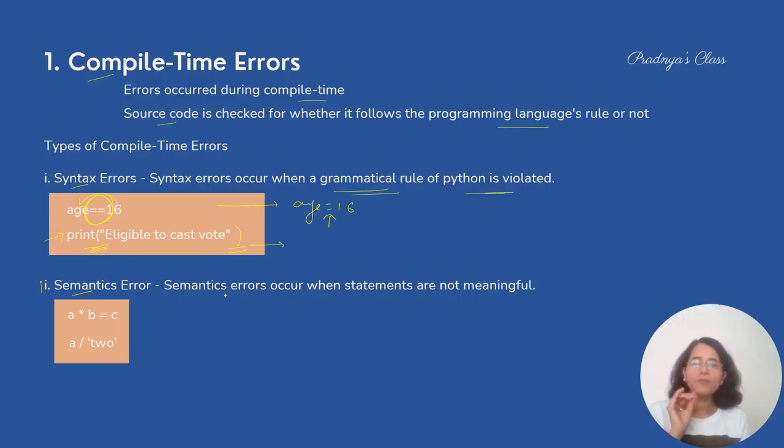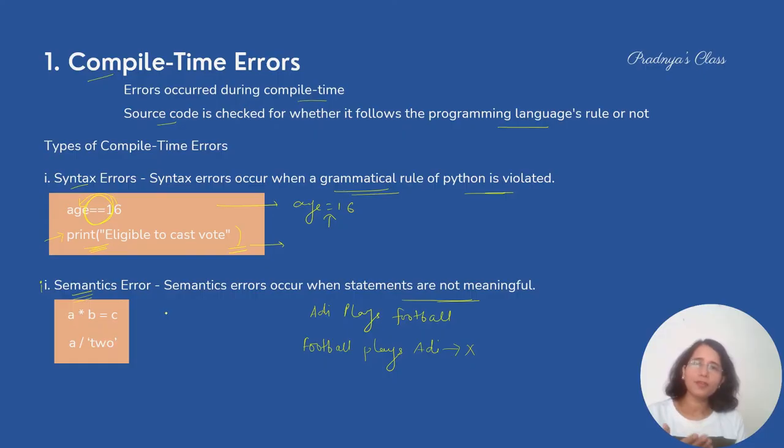The second type of compile time error is semantic error. A semantic error occurs when the statements are not meaningful. Let's take one example: I am writing one sentence, "Adi plays football." This statement is correct according to English grammar. If I write the sentence as "football plays Adi," this is also correct according to the rules, but it has no meaning. This is a meaningless statement.